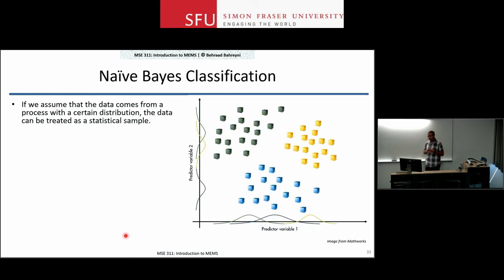Now, another algorithm I want to talk about is Naïve Bayes. What I like about this algorithm is that it's, again, super easy to understand and visualize and figure out how the algorithm works. And it's very, very easy to implement.